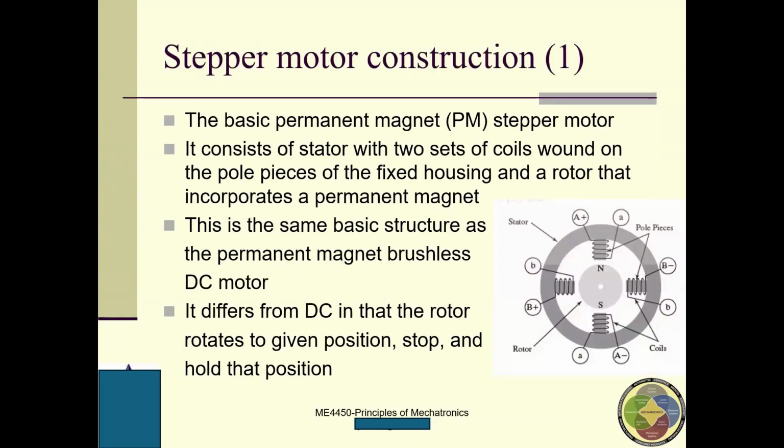So here is the step motor. As you can see, this is a circle, and here is the permanent magnet. The basic permanent magnet step motor consists of a stator, with two sets of coils wound on a pole. This is a fixed housing, and a rotor that incorporates a permanent magnet. So this is a rotor.